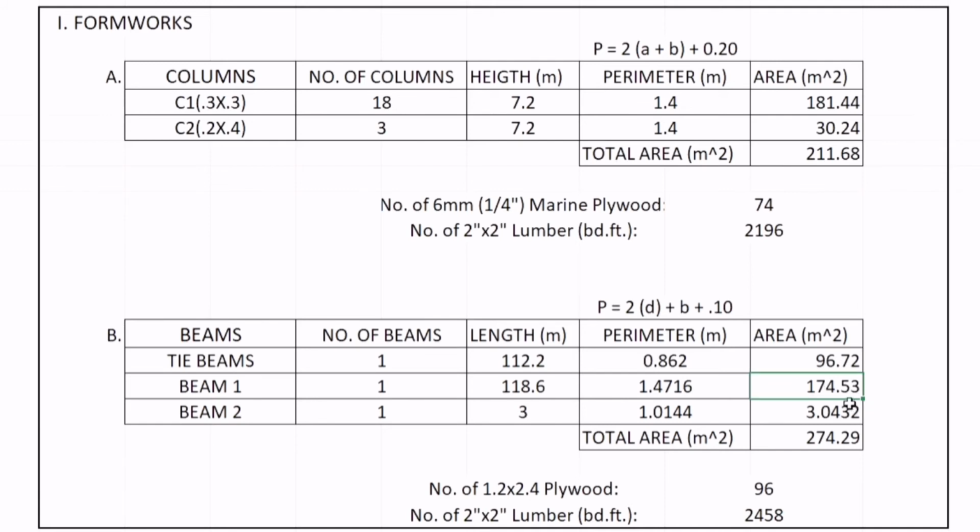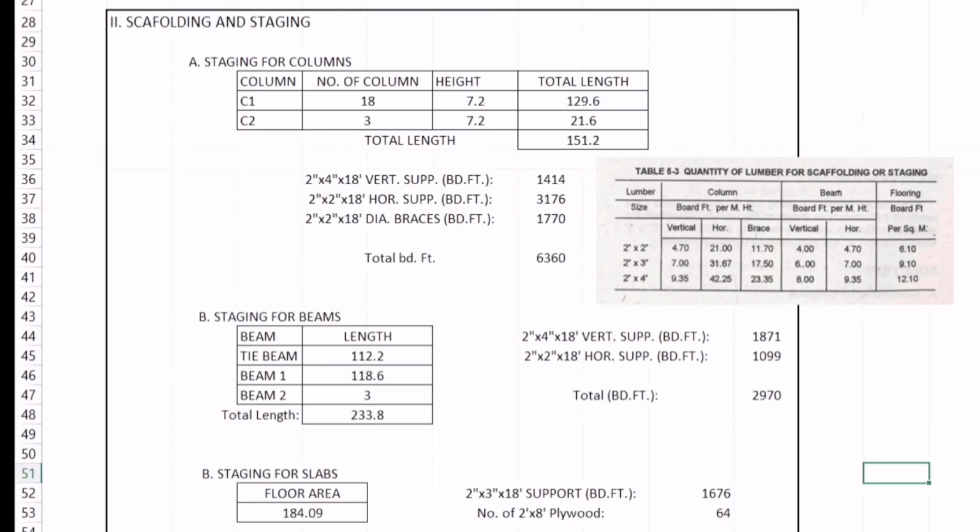Then, add natin lahat. Ito yung total area in square meters, 274.29. The number of plywood, 1.2 by 2.4 plywood. Divide lang natin tong total area ng 2.88 tapos round up. So, yan. 96 plywood. Then, 96 multiplied by 25.6. Ito yung constant na i-multiply sa beams sa 2x2 na lumber. So, which is equals to 2,458 board feet.